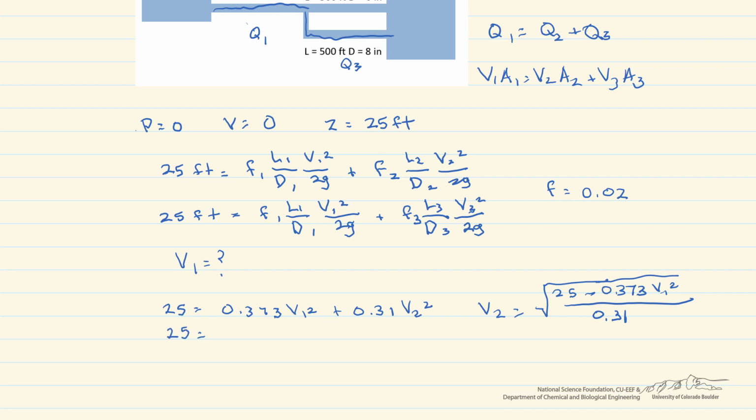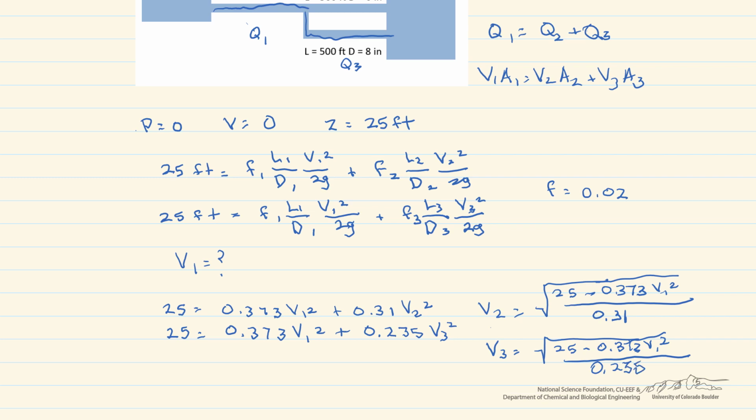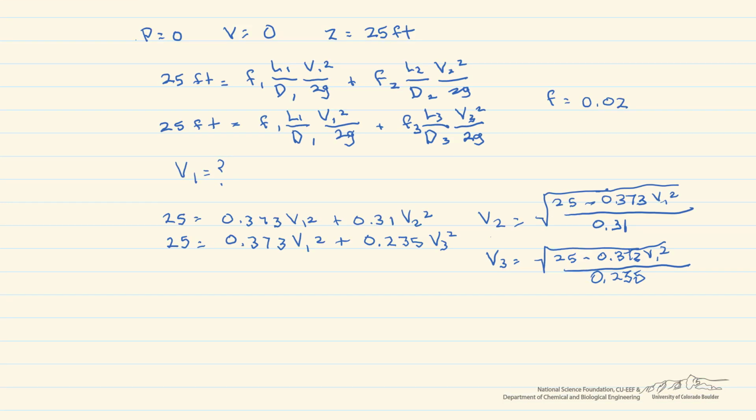Now let's do it for the other pipe. We have 25 is equal to, again, because it's that first pipe, 0.373 V1 squared plus now 0.235 V3 squared. And our V3 is equal to the square root of 25 minus 0.373 V1 squared, again writing everything in terms of V1, divided by 0.235.